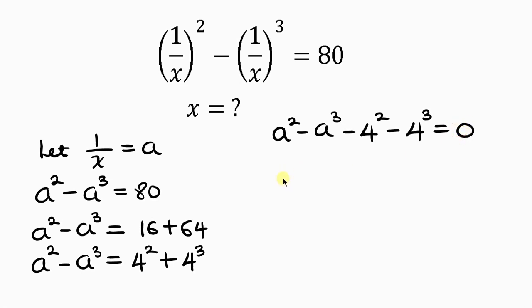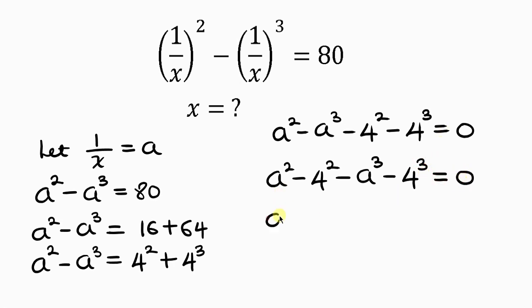Now, our next step will be for us to group the terms. We're going to be grouping the terms with square together and the terms with cubes together. So let's group the terms with square together. We have a squared and we have minus 4 squared. Now group the terms with cube together. This is negative a cube, and this is negative 4 cube. This is equal to 0.